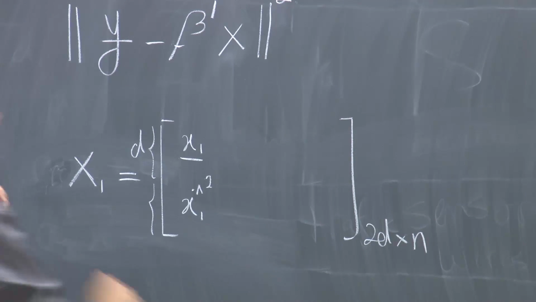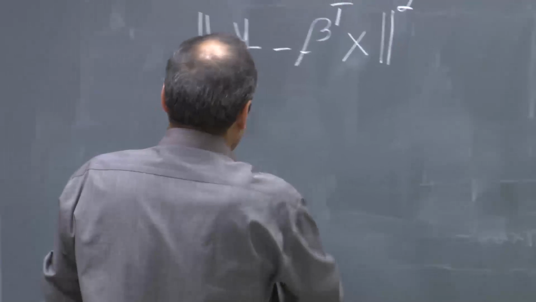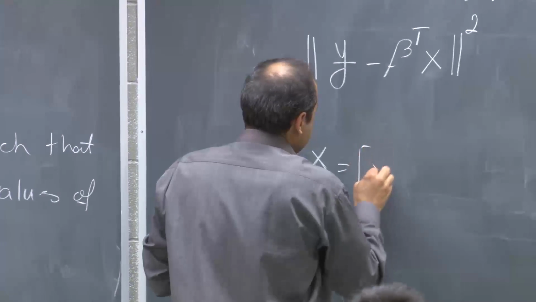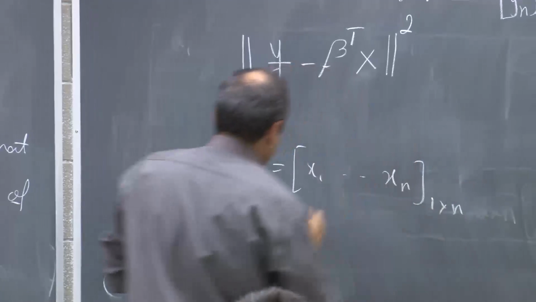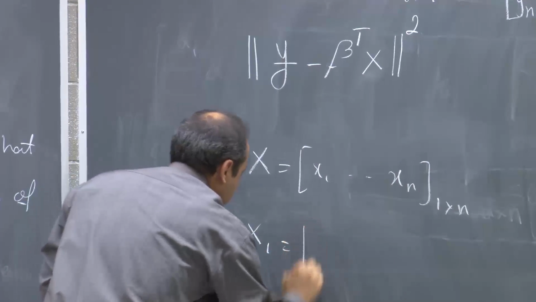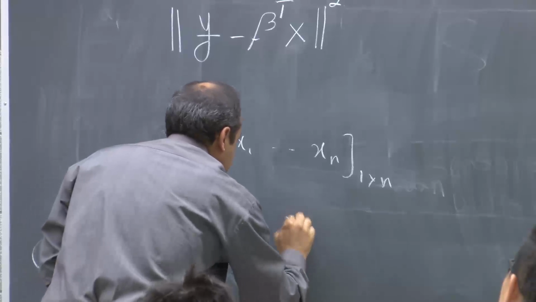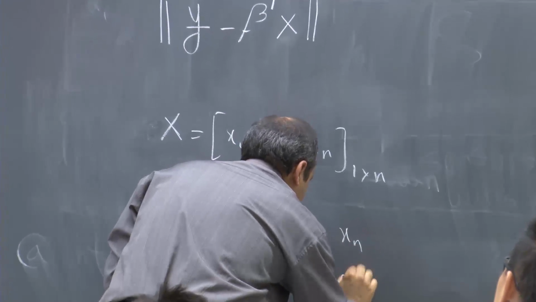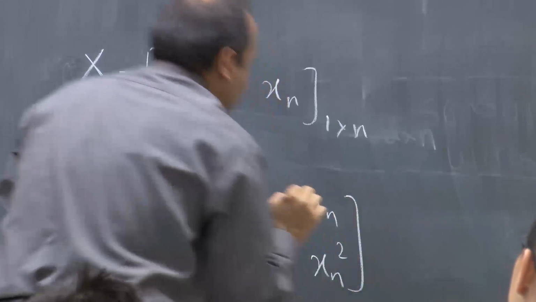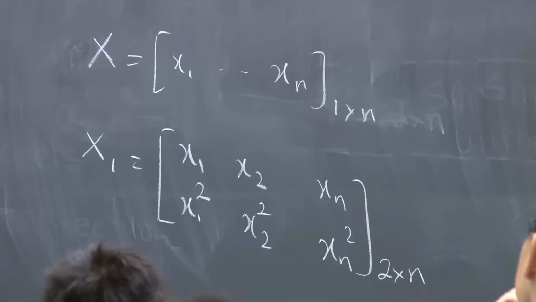If it's not clear, for the moment I assume that x is just a scalar. It's x1 to xn, so it's 1 by n. So I make x1 to be x1 squared, x2 squared, and xn squared. So I had 1 by n, I make it 2 by n. But in general, when you have d by n, you can make it 2d by n.